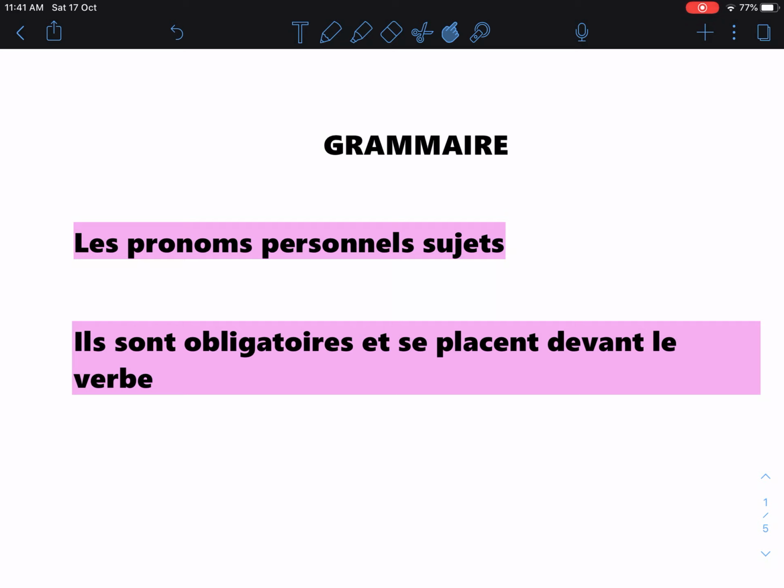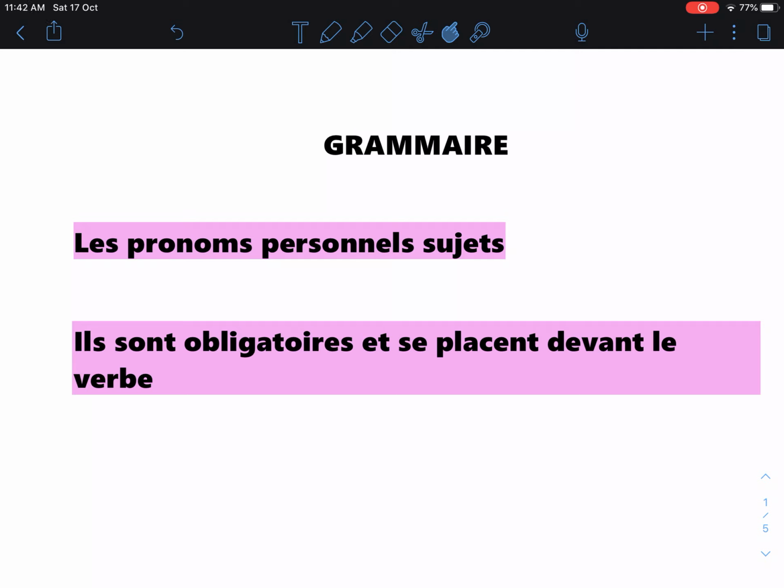Le verbe, okay? Ils sont obligatoires et se placent devant le verbe. What does it mean? This sujet, this pronoun, is compulsory, and normally it's placed in front of the verb, before the verb. Okay? So I repeat that again. What are pronoms personnels sujets? You have je, tu, il, elle, nous, vous, ils, elles. That's in French. In English, it is I, you, he, she, and many more.